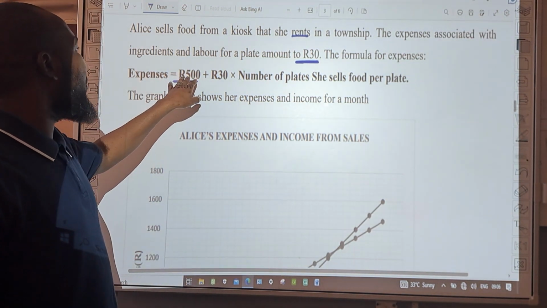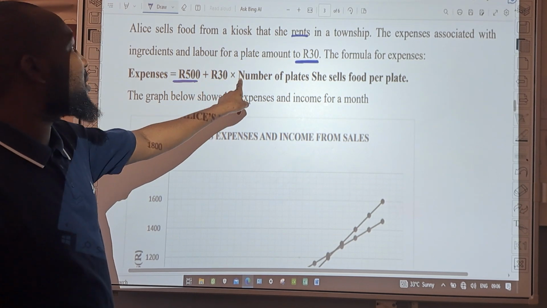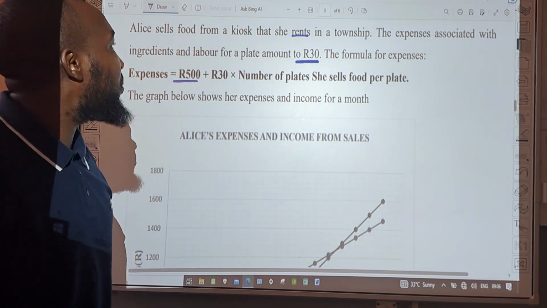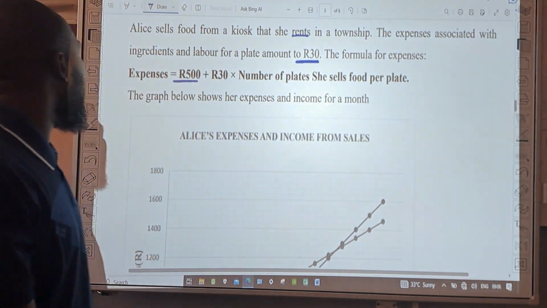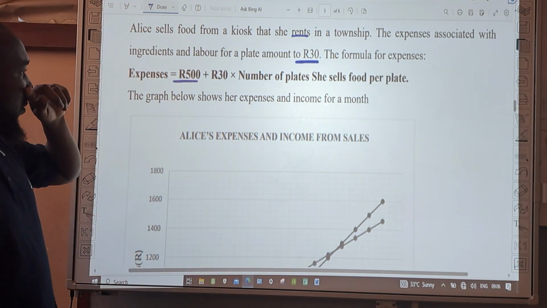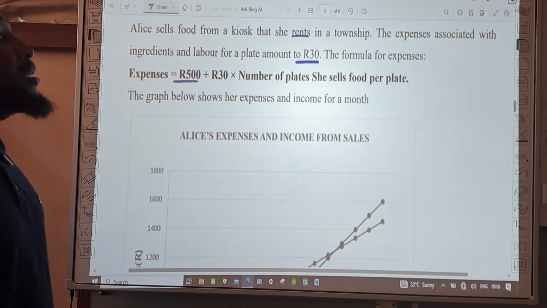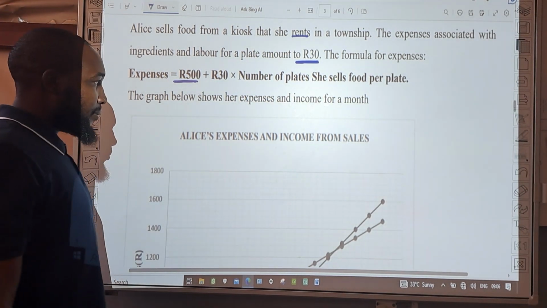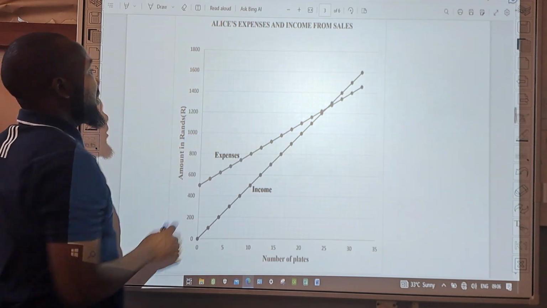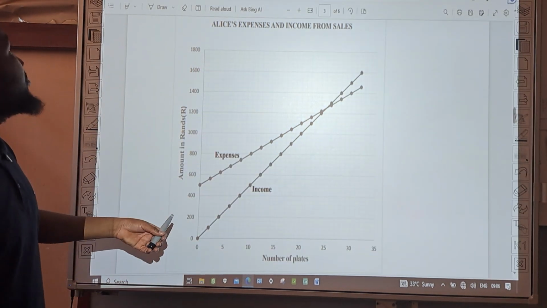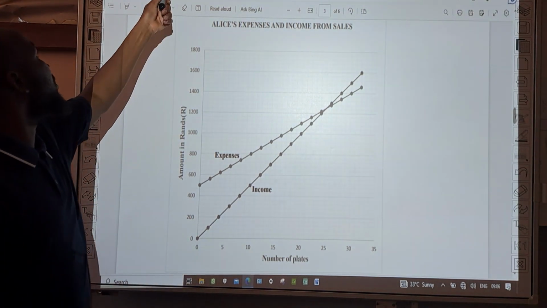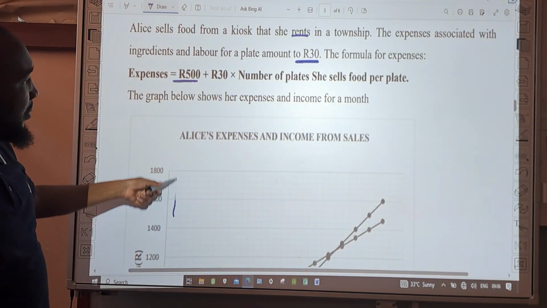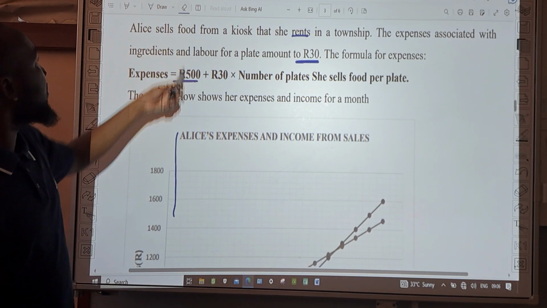So expenses equals to 500 rands plus 30 rands multiplied by the number of plates she sells, or the plates that she makes. So now, the graph below shows the expenses and income for a month. So I try to project my graph on the other page so that I will just keep on switching from this one to the other. Okay? Sorry. Technology.